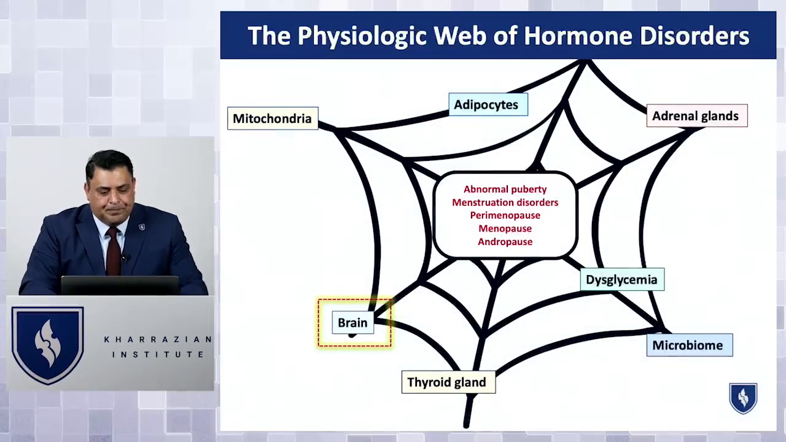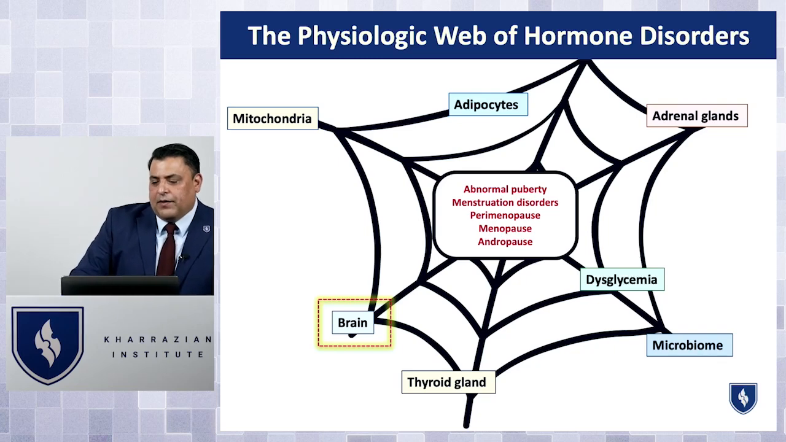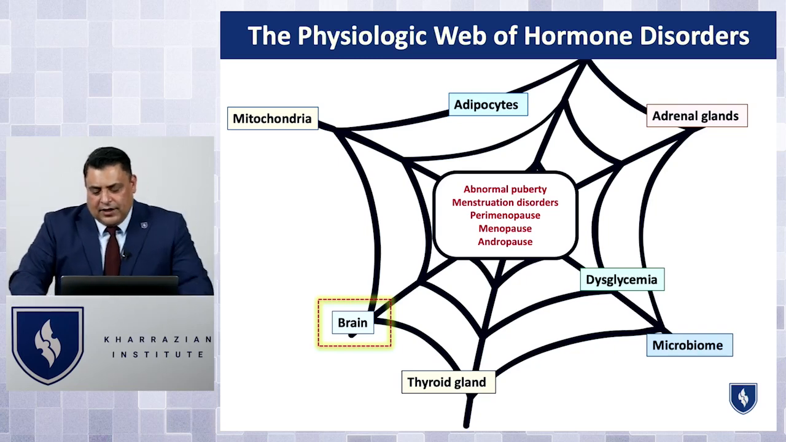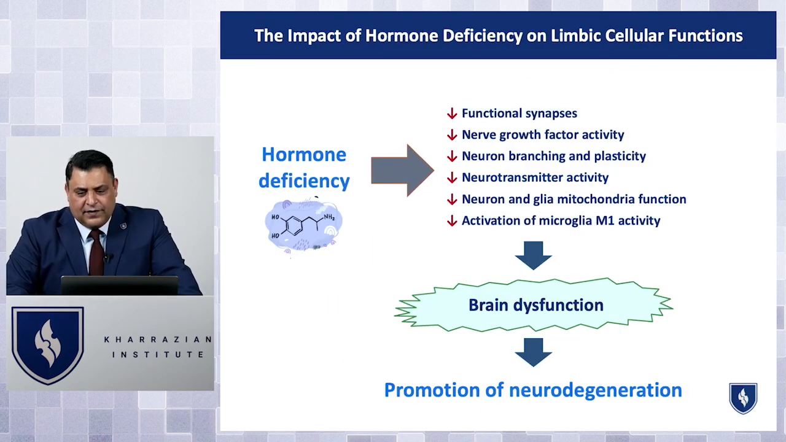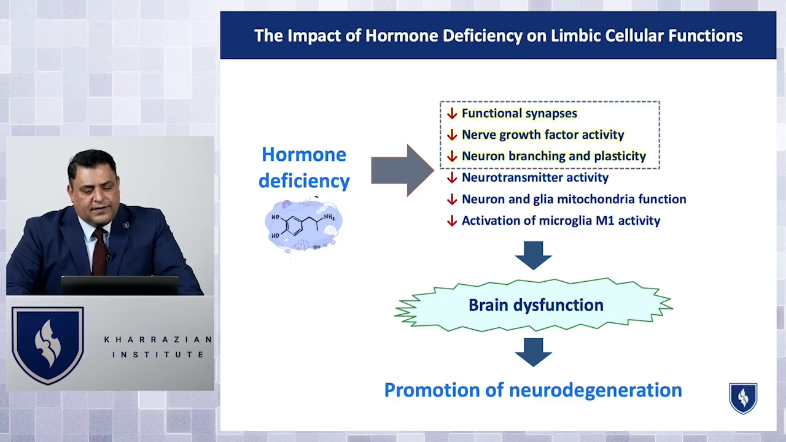Now let's talk about the brain. Another key issue with a lot of hormone imbalances is that they cause people to have mood disorders, cognitive imbalances, all types of dysfunctions. Hormone deficiencies will impact different parts of cellular functions of the brain and limbic system. The limbic system is involved with emotions and mood, and hormone deficiencies lead to lack of functional synapses, nerve growth factors, neuron branching, and plasticity.